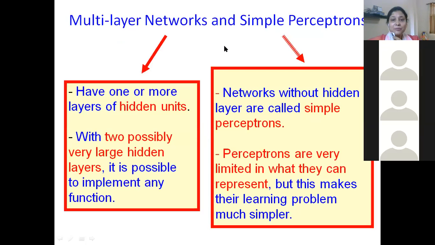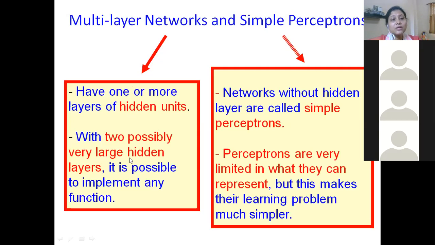Now, coming to this particular slide, where we can highlight the points where multi-layered networks are different from the simple perceptrons or single layer feed-forward networks. What we can see for multi-layered networks is that they have one or more layers of hidden units. But here, we cannot have any hidden layer. We can only have some hidden unit, right? But we cannot have hidden layers. And that is why it is called simple perceptron.